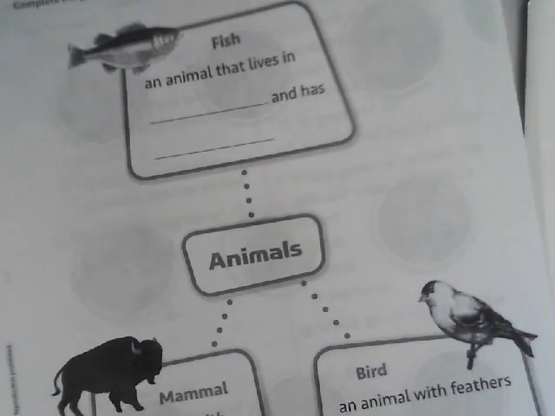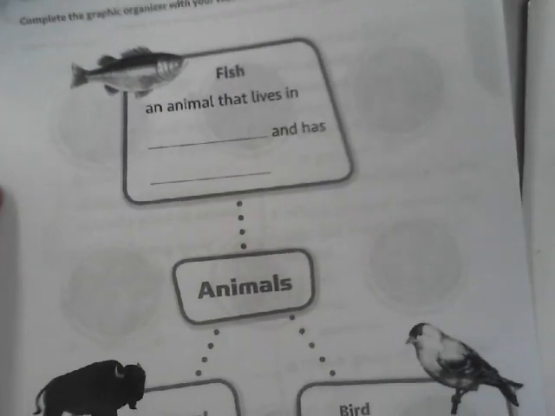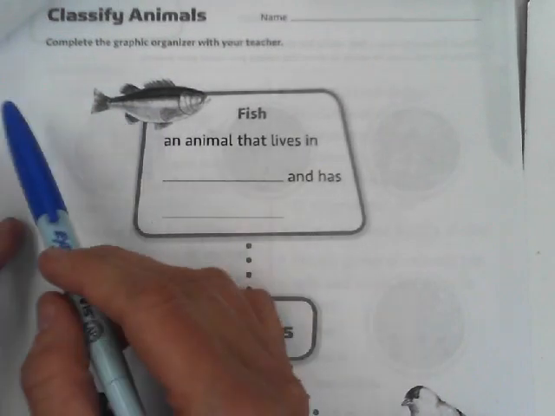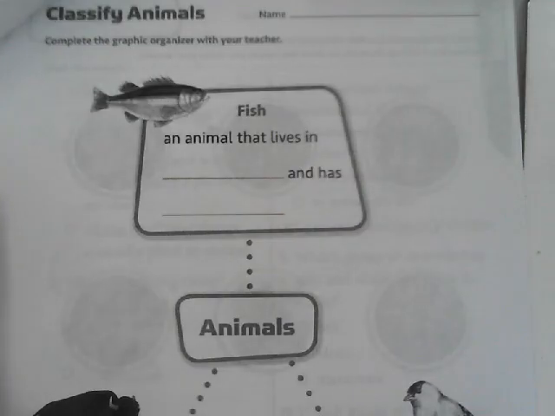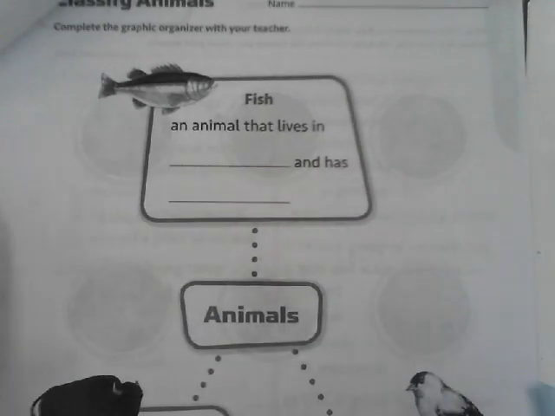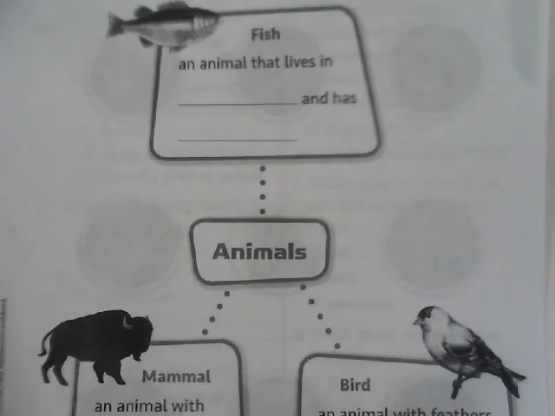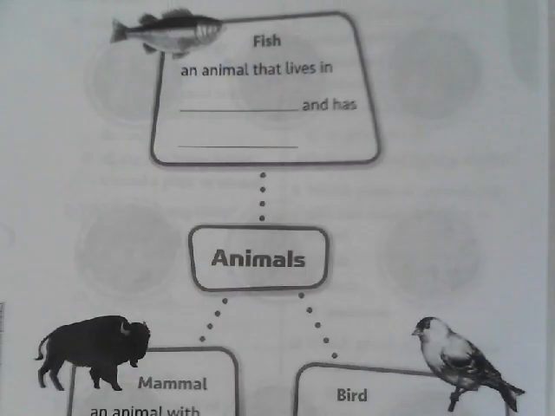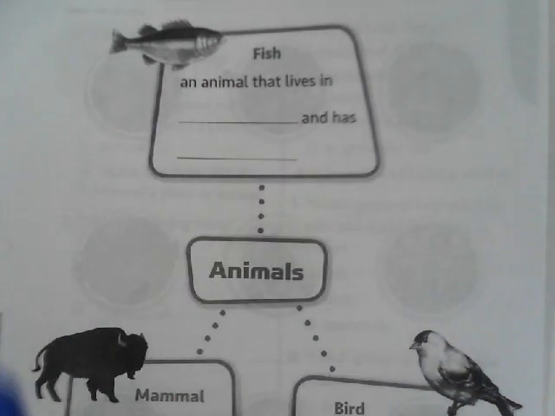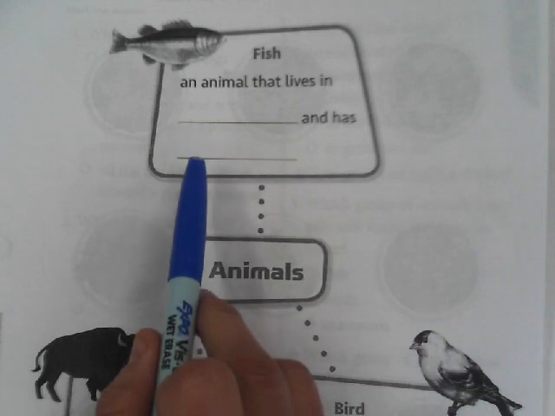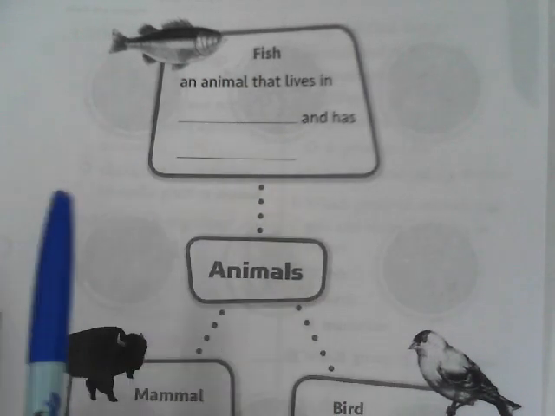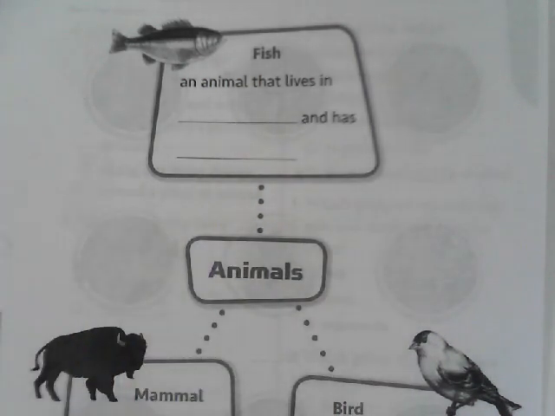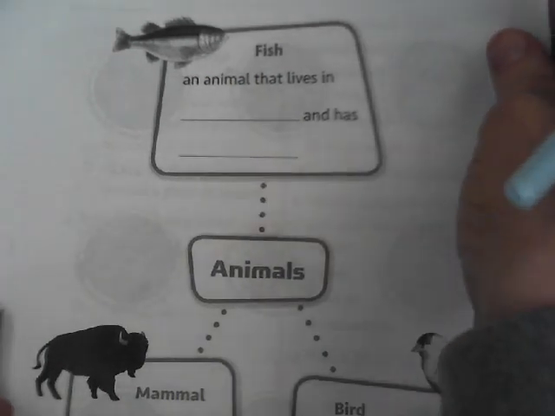Okay, let's go ahead. Then we talked about classification. And so we classify animals here. Complete this graphic organizer with your teacher. This is again another page that we did. I just wanted to review so we're all together. Fish, an animal that lives in, and we said it lives in the water. So you should have water here. And you should have gills. So a fish is an animal that lives in the water and has gills.